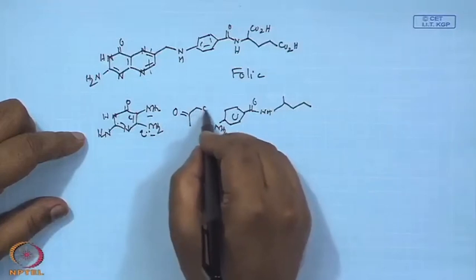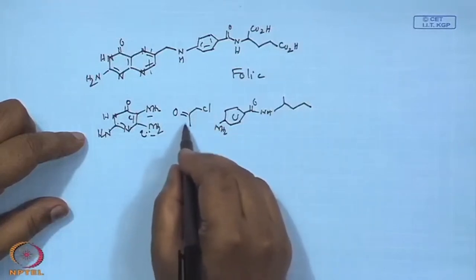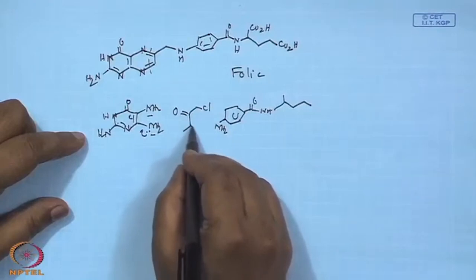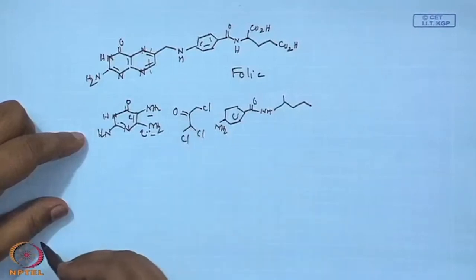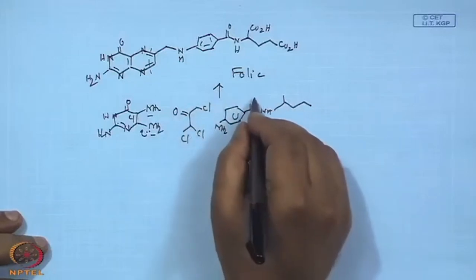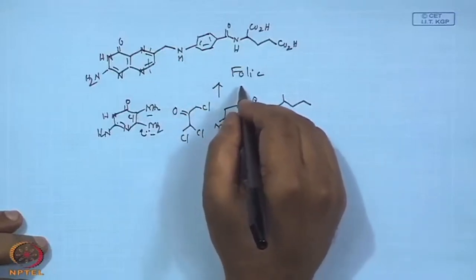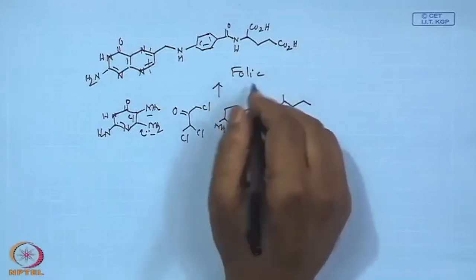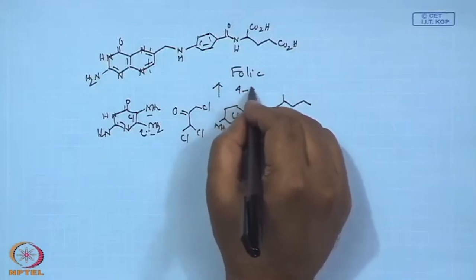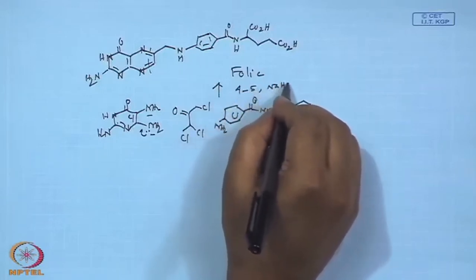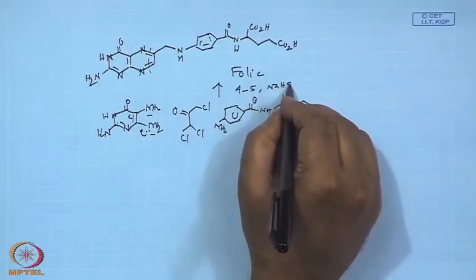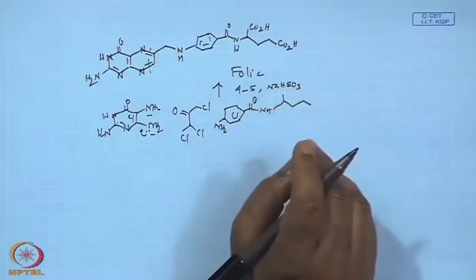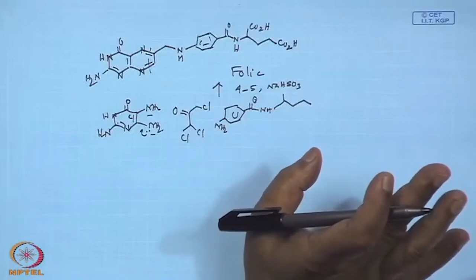Carbonyl there, CH2Cl, but you have to differentiate here also. How do you differentiate? Put two chlorine atoms. All of us know a gem-dichloride is equivalent to an aldehyde. So that is it. And by the way, this reaction is so easy to carry out: pH 4 to 5, and sodium bisulfite, which is an antioxidant because it stops the oxidations. Just heat it, you get folic acid.